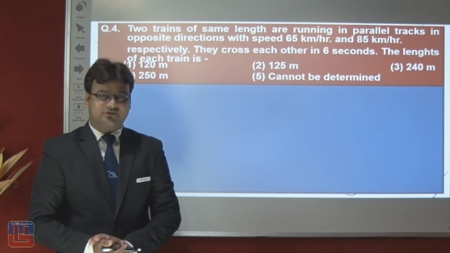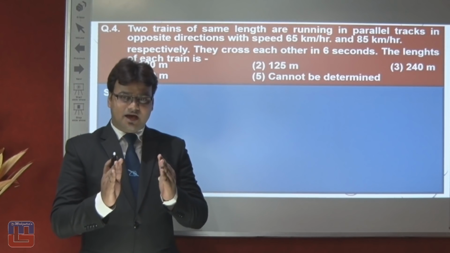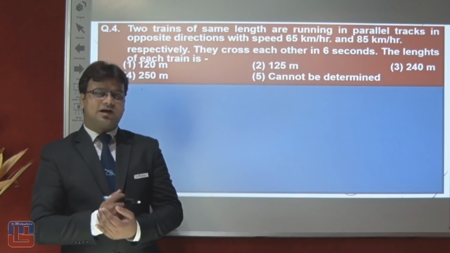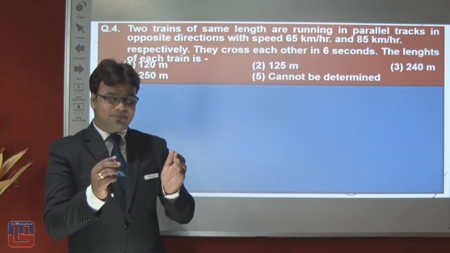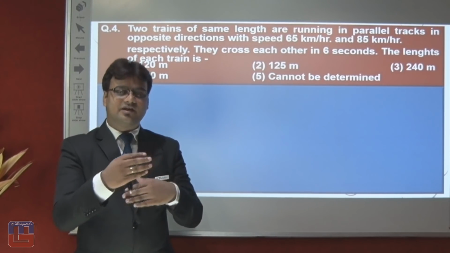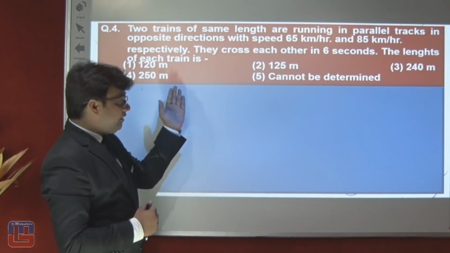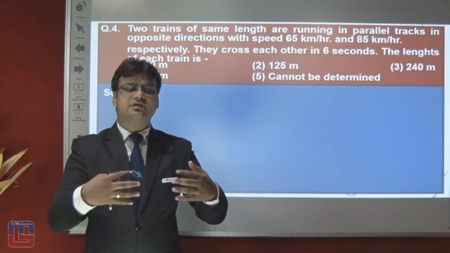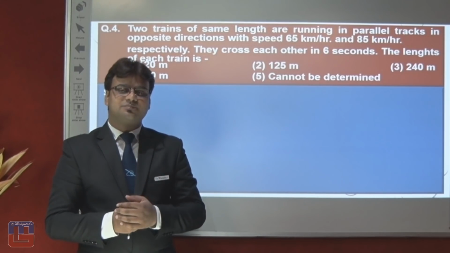This question is based on train problems. The question is that two trains of the same length are running on parallel tracks in opposite directions with speeds of 65 km per hour and 85 km per hour respectively. In train problems, first we check which direction the trains are running, the same direction or opposite directions. If they are running in opposite directions, we use relative speed where both train speeds are added. But when both trains run in the same direction, the speed is subtracted.